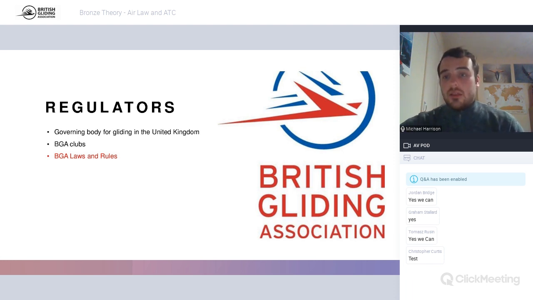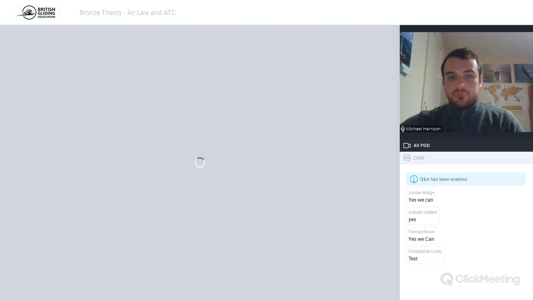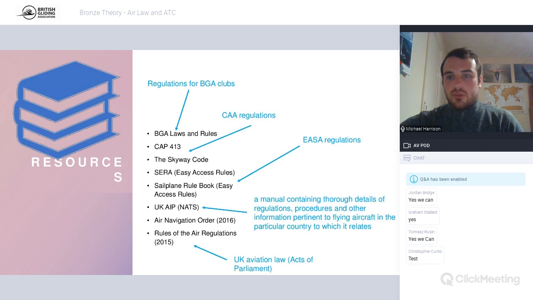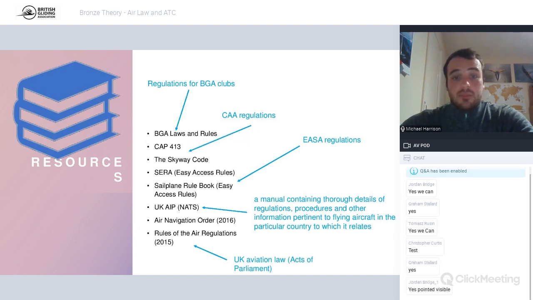We've got ICAO, EASA, the CAA, and the BGA. If we just look back at our resources for a moment, you see I've added some labels to them. So at the top, we've got the BGA laws and rules. Let me just turn my pointer on. I don't know whether you guys can see my pointer now. Hopefully you can. Anyway, the BGA laws and rules are the regulations from the BGA. These things here, CAP 413, that's the radio telephony manual, and the Skyway Code. These are our CAA regulations, which we're supposed to follow when we're flying.